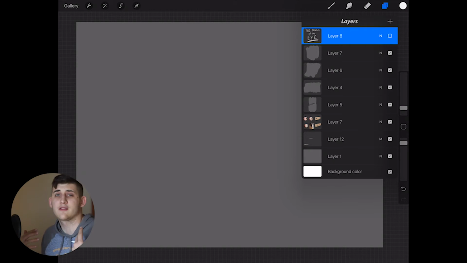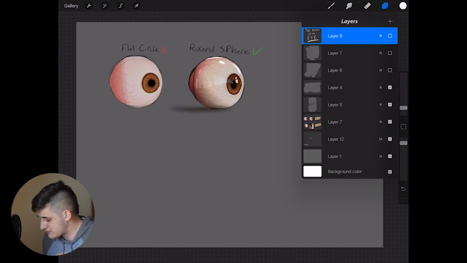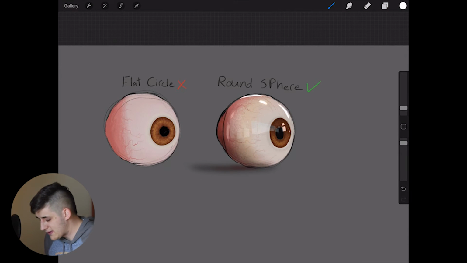Now, if I ask you what shape is an eyeball, you're probably going to say circle. Most people do. However, you would be wrong. If an eyeball was a circle, it would look like this, and that's not correct. Eyeballs are actually sphere shapes, okay? If it was flat, it would just look like a flat plane that would be evenly lit if the light source was a constant light.